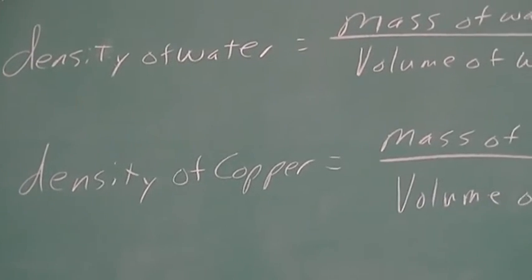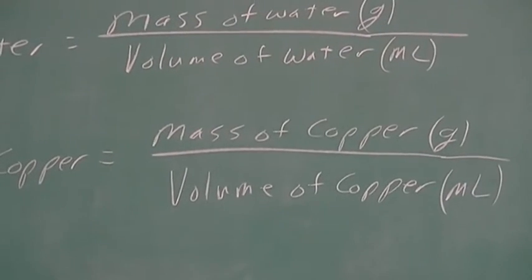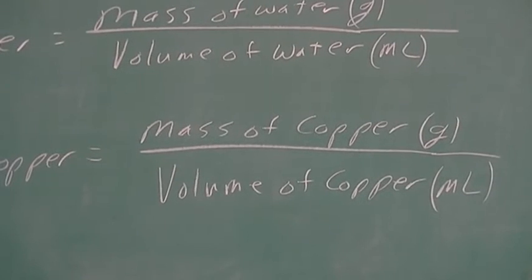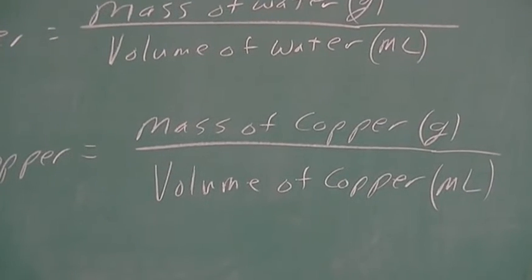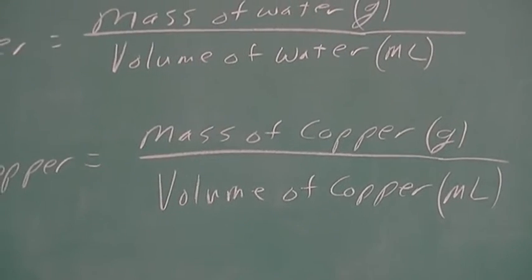The next experiment is going to be doing the density of copper. Copper, of course, is a solid, so this is going to be a different procedure. Again, we are going to need the mass of copper in grams and the volume of copper in milliliters.